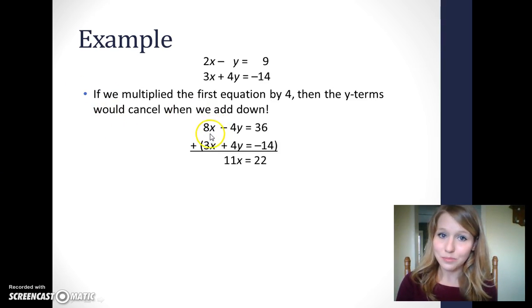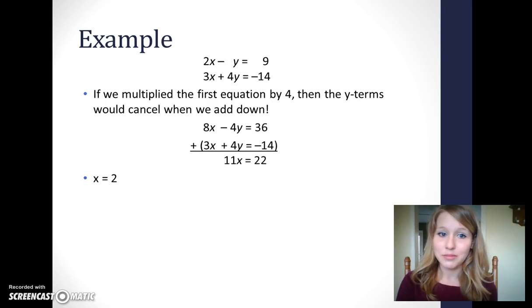So we get 8x plus 3x equals 11x. A negative 4y plus a positive 4y equals 0. And 36 plus a negative 14 equals 22. And we can get our x alone by dividing by 11 on each side, which gives us x equals 2.